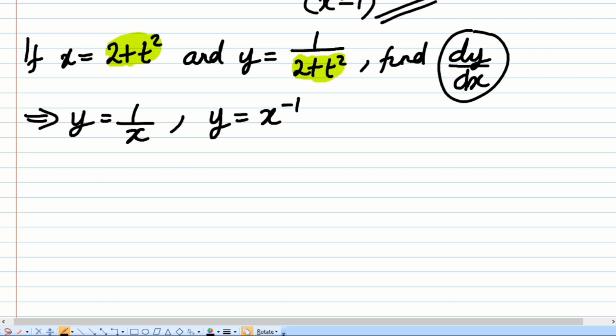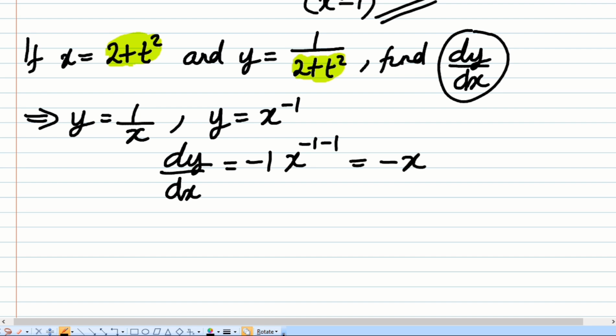So let's differentiate y with respect to x. We're going to have dy dx to be equal to the minus 1, which is the power, drops down, and then x raised to power minus 1. Remember, you subtract 1 from the power. This is the power rule. So I'm just going to get minus 1 times x, which is just minus x. Then minus 1 is minus 2. Okay, so this is dy on dx.